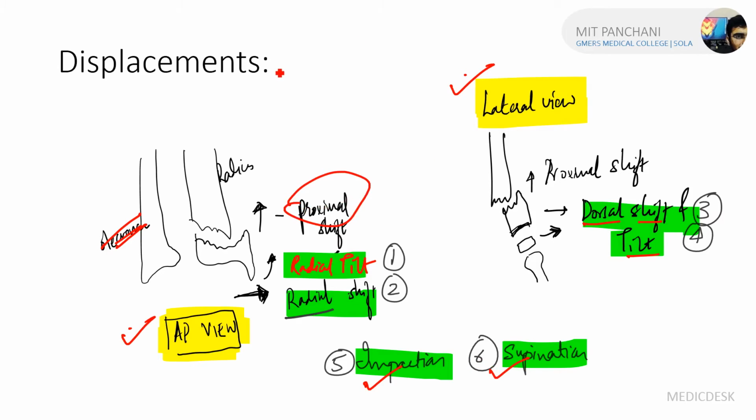The importance of knowing the displacement here is, first of all, we can see it in the X-ray, and secondly we can reduce the fracture opposite to the displacement. So for impaction, during reduction we will give traction. For supination we will give the cast in pronation, and likewise.